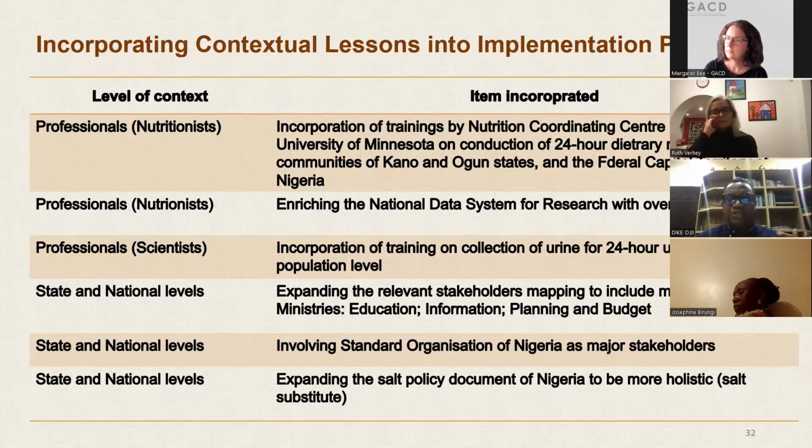Then expanding the salt policy document in Nigeria, especially making it more holistic, is another thing we're trying to do, especially as our results start coming out. Then also incorporating salt substitutes, whereby we can replace some of the sodium with potassium, which has been found to be helpful in reducing blood pressure. Next slide.